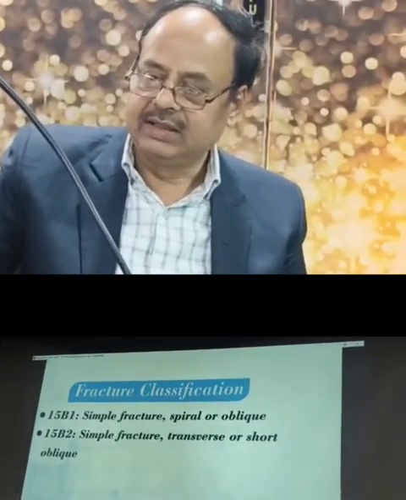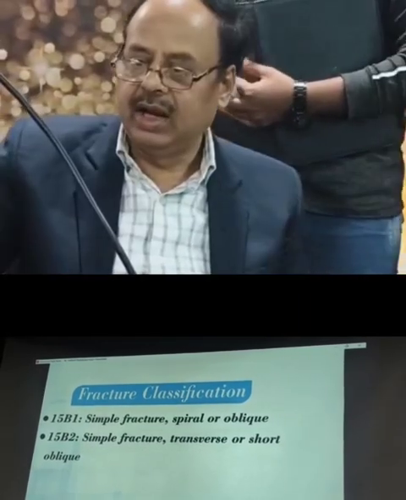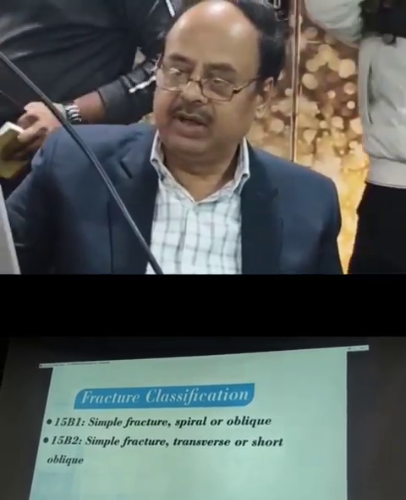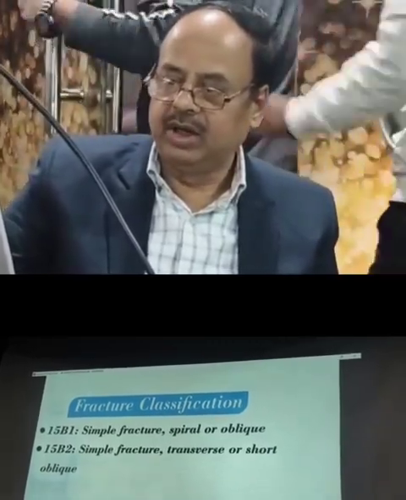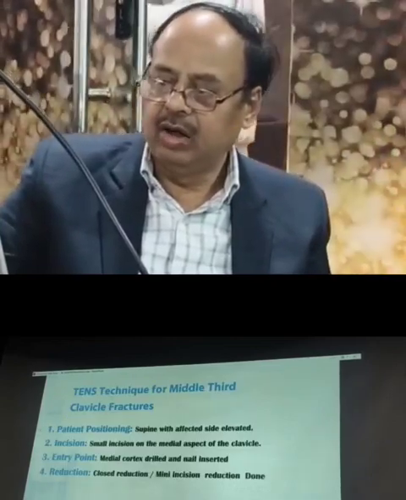And we included simple fractures only, 15B1 and 15B2 according to the AO classification. The 15B1 is a spiral and oblique fracture, whereas 15B2 is a transverse and short oblique fracture.